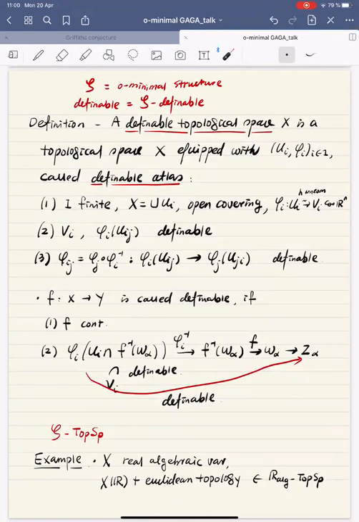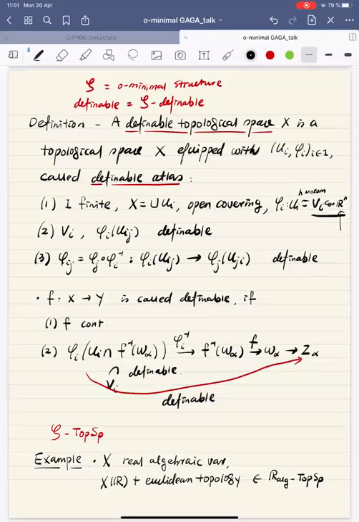O-minimal structure, and definable means definable in this O-minimal structure. So the definition of a definable topological space, like the definition of a manifold, but everything is finite here because we need definability. Locally, it's just some definable open subset of some R^n, and with a definable transition function.